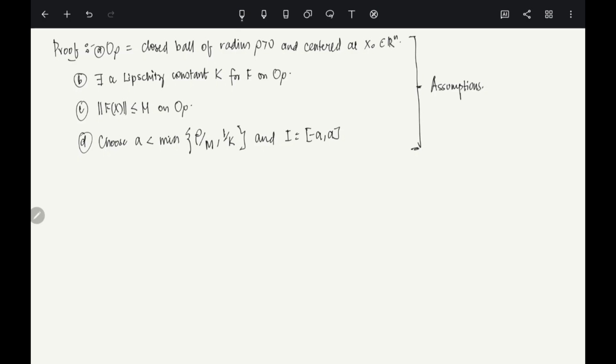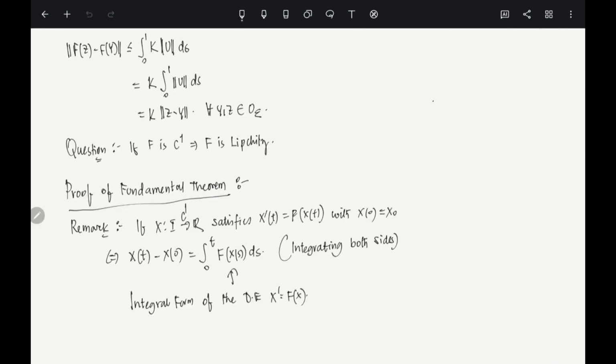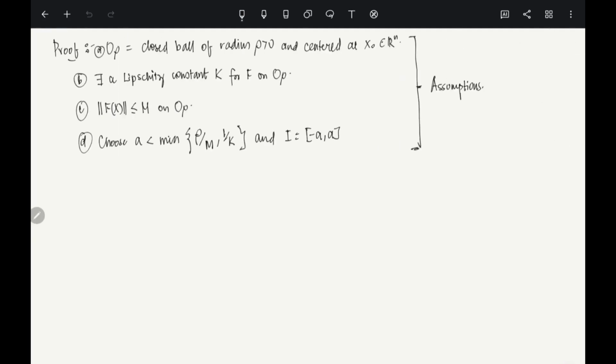With these assumptions, we are going to start by writing down something called a Picard iteration. What did I tell you? We saw that if there is a C1 map which satisfies this equation, then it has to satisfy this integral form, and vice versa. So essentially we will construct a sequence of functions which will converge to the solution of the integral form, and then that will actually be a solution of our equation. That's the idea. So how do we do something like this?